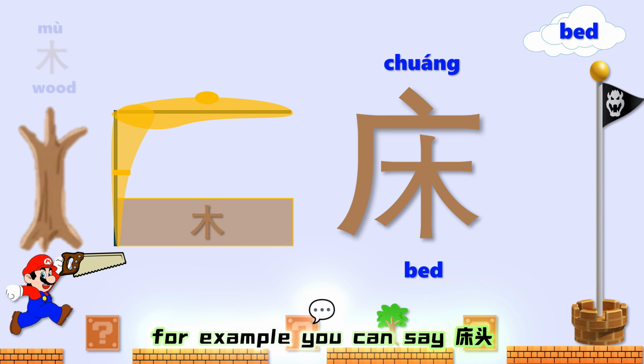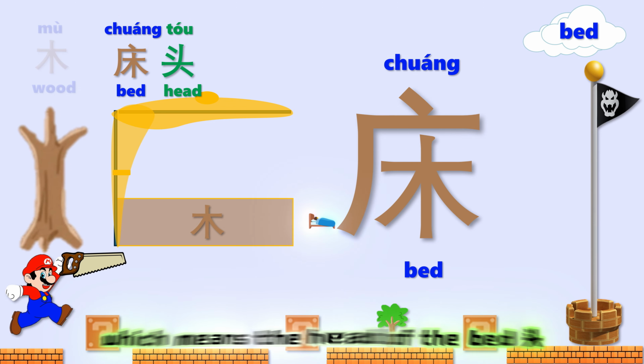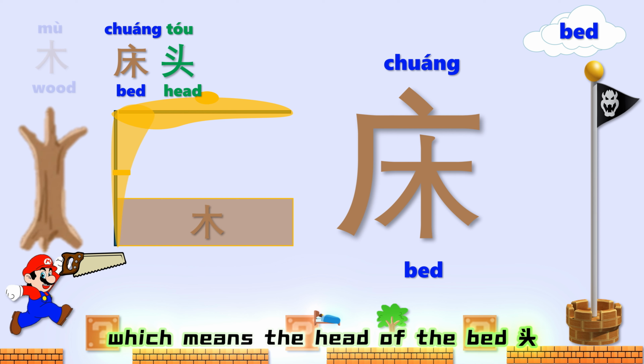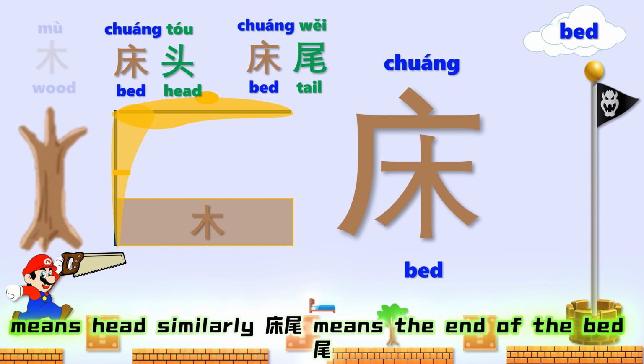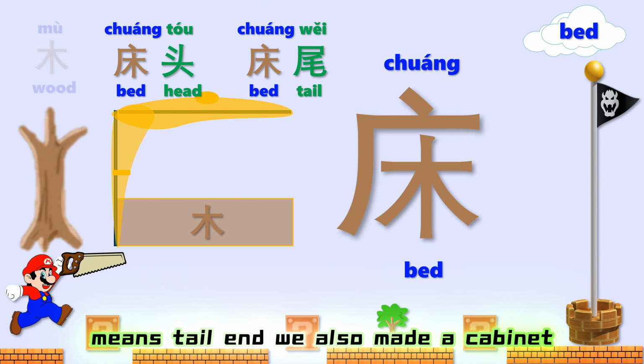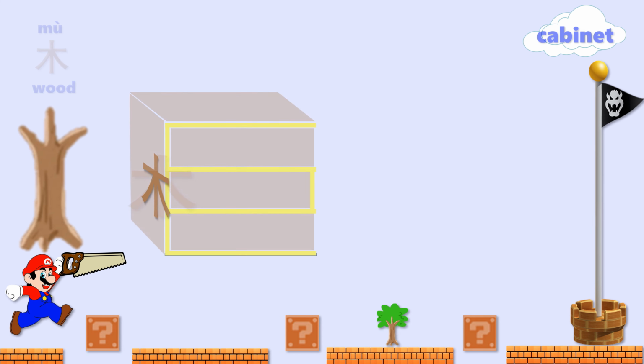For example, you can say 床头, which means the head of the bed. 头 means head. Similarly, 床尾 means the end of the bed. 尾 means tail end. We also made a cabinet.